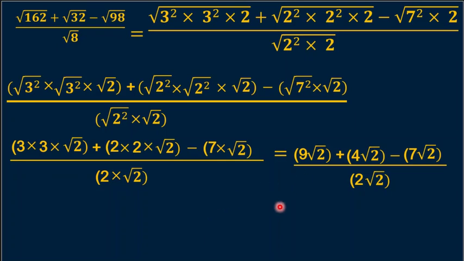Do you see anything here? Now everything is simplified. We have 9 root 2 plus 4 root 2 minus 7 root 2. All of them have a like term, which is the root 2, meaning we can add and subtract them. 9 plus 4 is 13, minus 7 is 6 root 2. Then over 2 root 2.